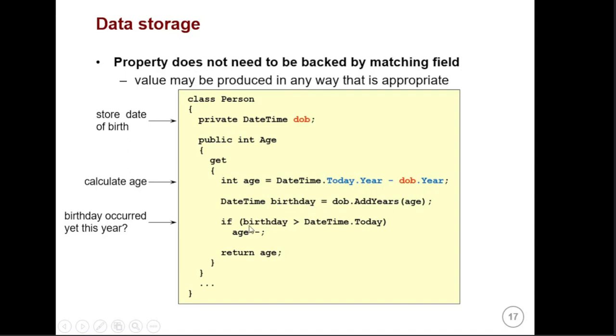Then we compare your birthday with the date and time today. Why did we do this part of the code? There are cases where, when you want to know the age, you cannot just subtract the year of the date of birth, right? Let's say for instance, you were born in May.